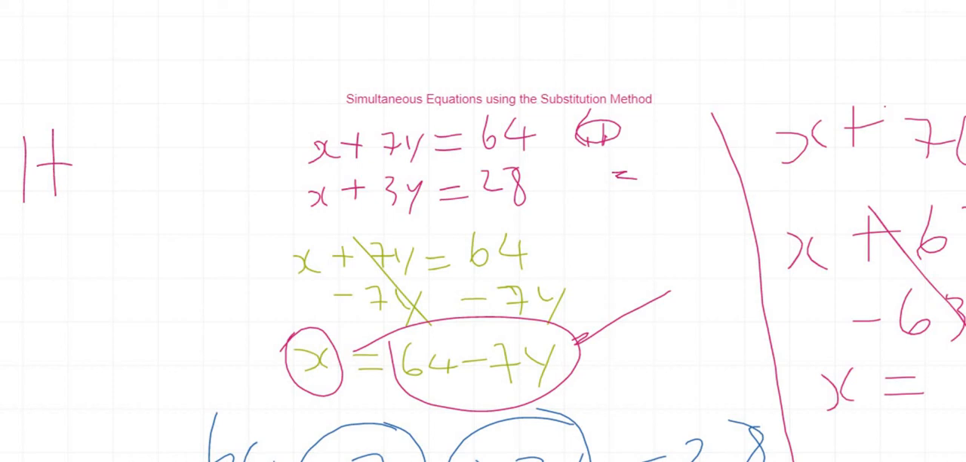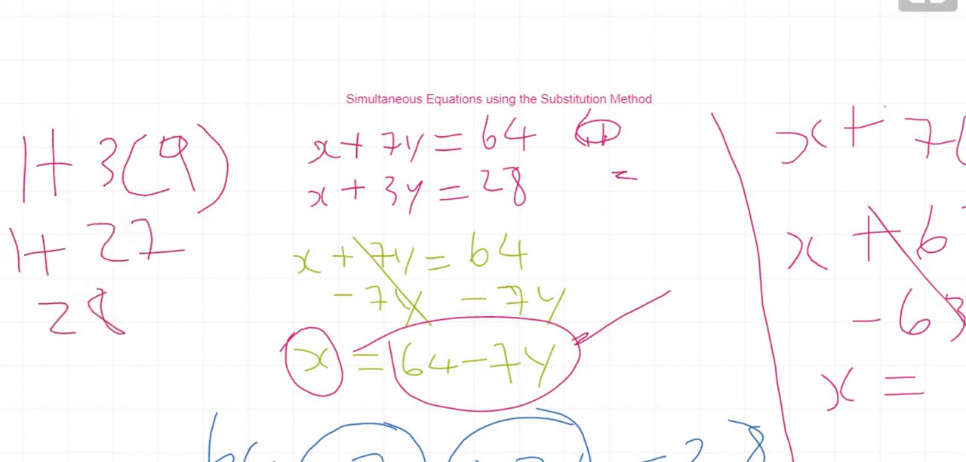So we say, okay, 3, what is the y? y is 9. Let us work this out. If we have 1 plus 3 times 9, 3 times 9 is 27, and 1 plus 27 is actually 28. So we prove that it's right. We get 28.